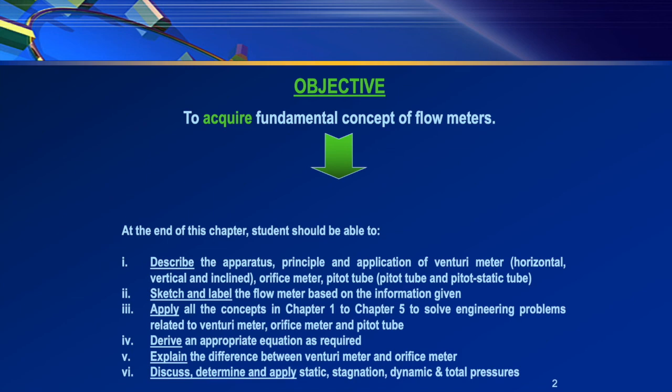So in chapter 1, you learn about fluid properties. In chapter 2, you learn about static pressure, where you calculate the pressure when there is no motion, when the fluid is at rest, and you express the pressure in terms of head. That's why chapter 2 is called pressure and head. And then in chapter 3, you learn about the Reynolds number, the types of flow.